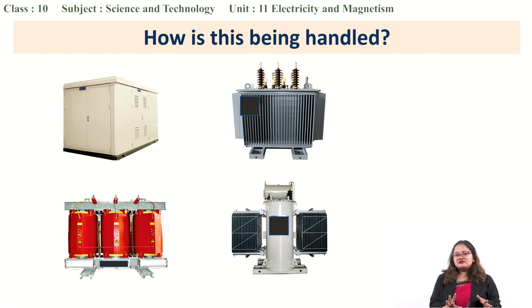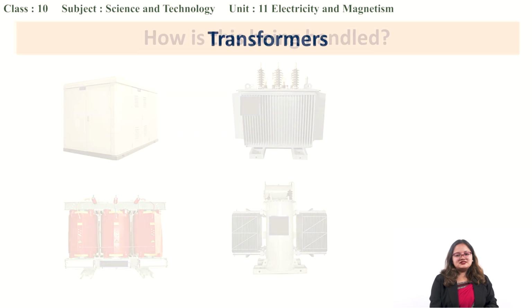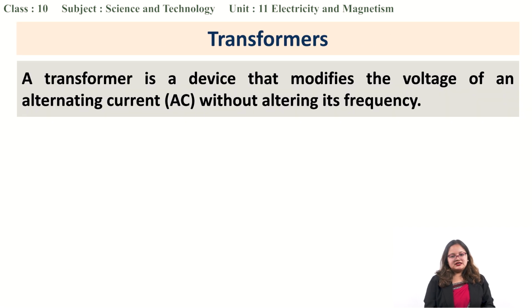These are some of the regular pictures that we see of transformers around us. We see a protective box around it, but we do not know what's inside it, right? So, let's start with a very simple definition of a transformer. It is a device that modifies the voltage of an alternating current without altering its frequency.